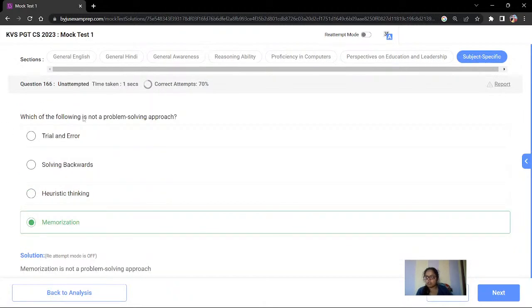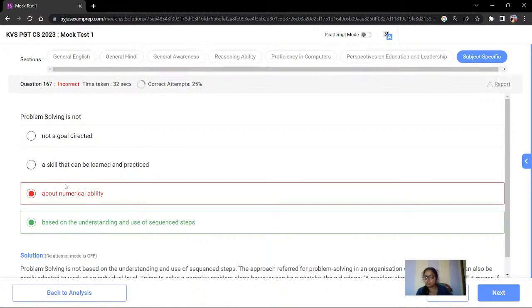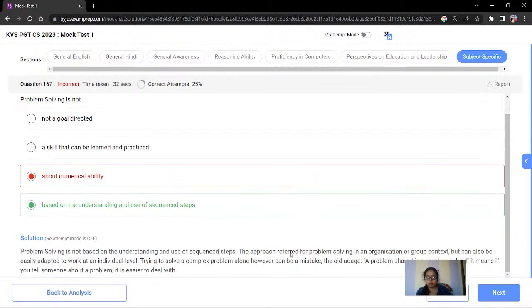Next, which of the following is not problem solving? That is, memorization is not problem solving. Problem solving is based on the understanding and use of sequenced steps. Also, problem solving is based on understanding.